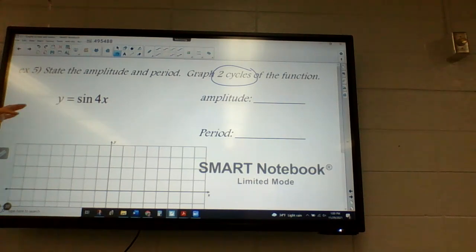So see if you guys can figure out this sine of 4x. Sorry, I said 4 pi. Just here to confuse you.